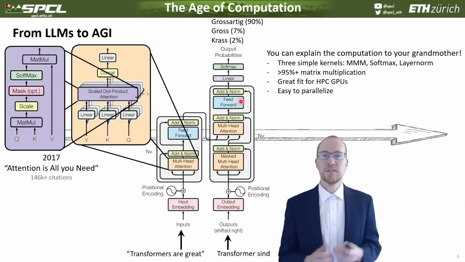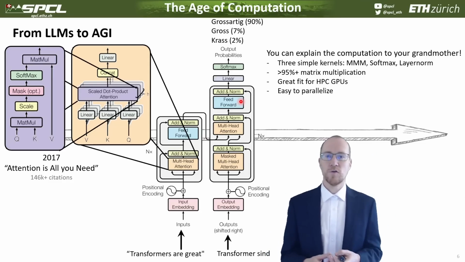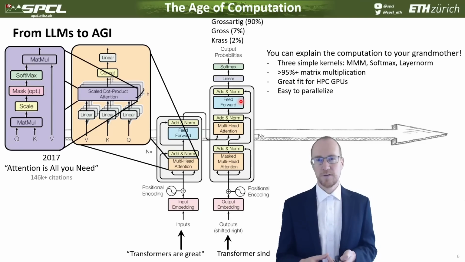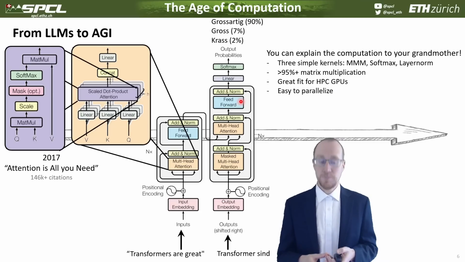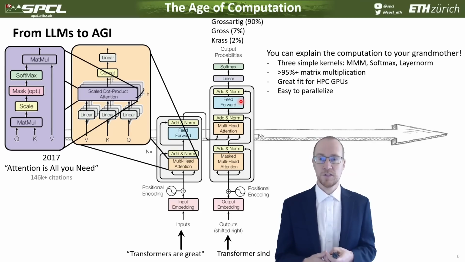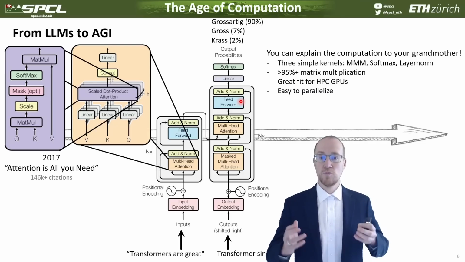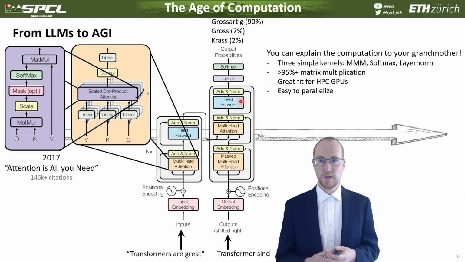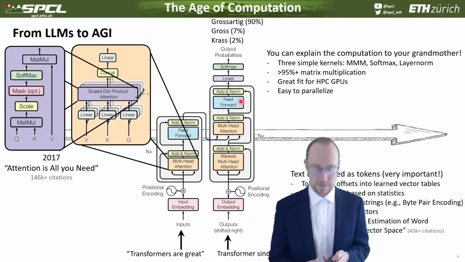They have three very simple kernels: matrix multiplication, softmax, and layer norm. And really 95% of the operations are matrix multiplication, actually more than 95%. And this is why it was a great fit for HPC GPUs, for GPUs designed for scientific computing. Actually, people like Jack Dongarra and Horst Simon with the Top500 list had a huge impact in that field, driving computer manufacturers to make machines that are better in matrix multiplication. And it's easy to parallelize, and this is why it was invented by Google at the time.